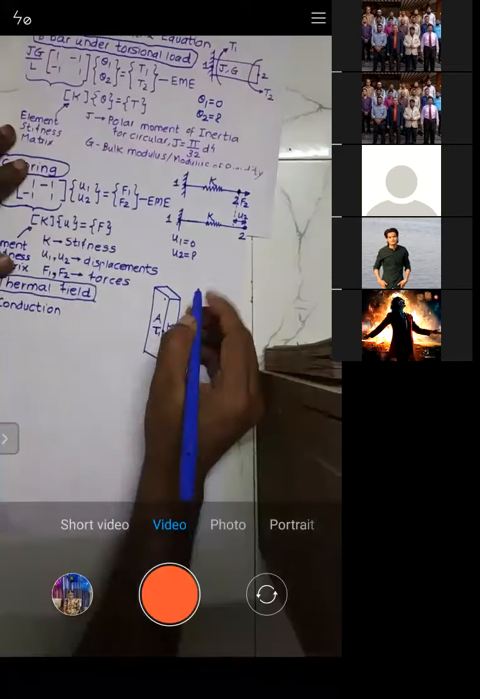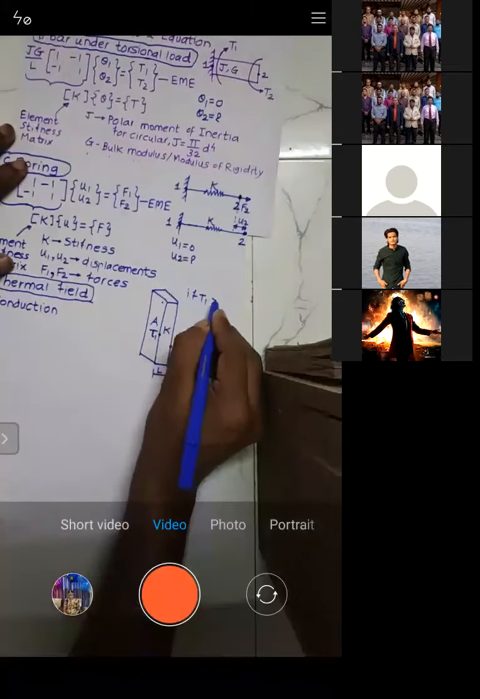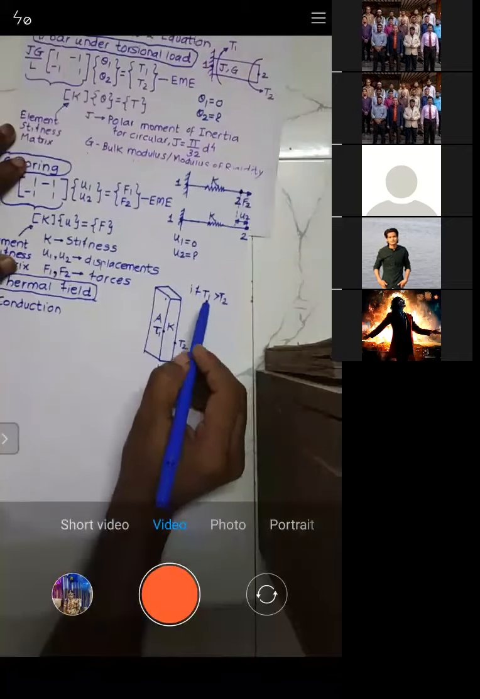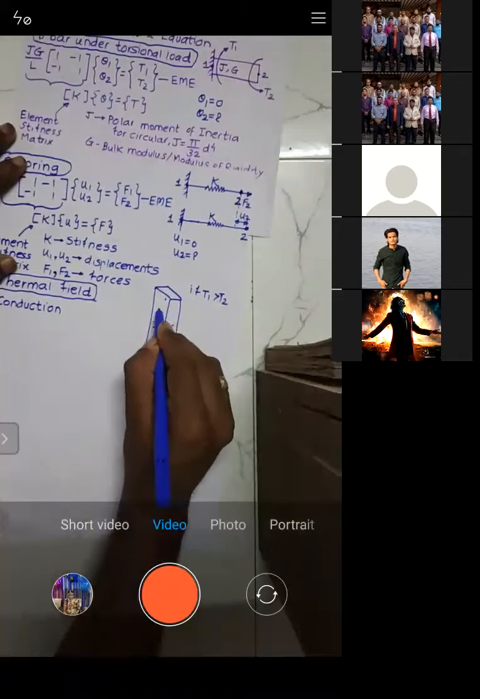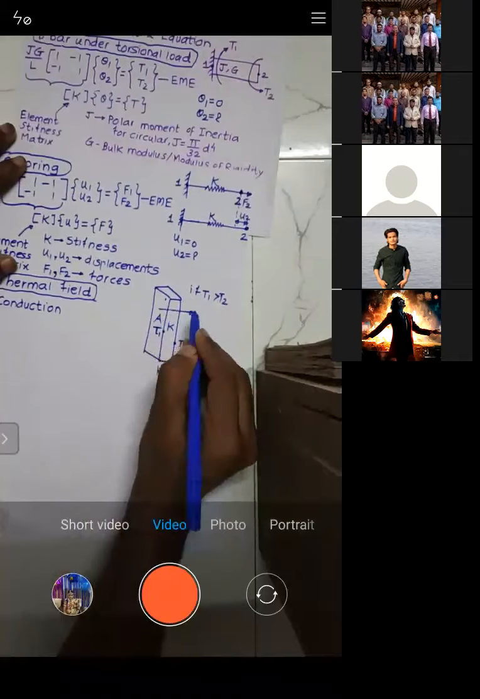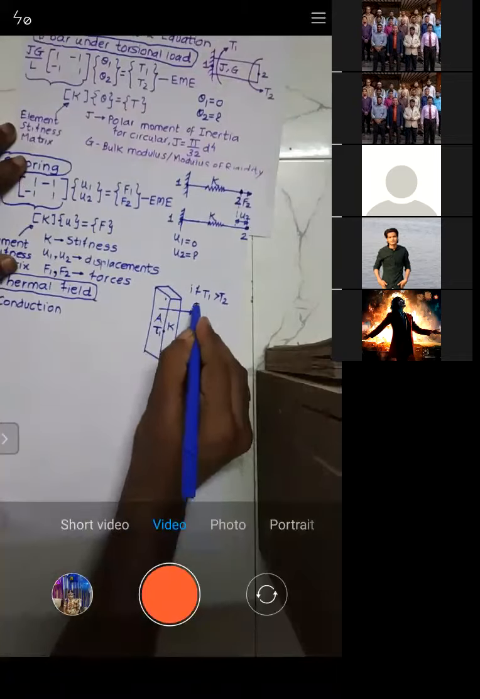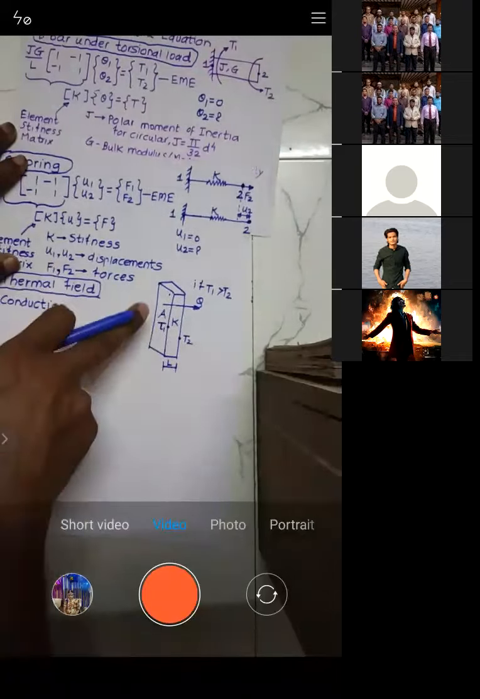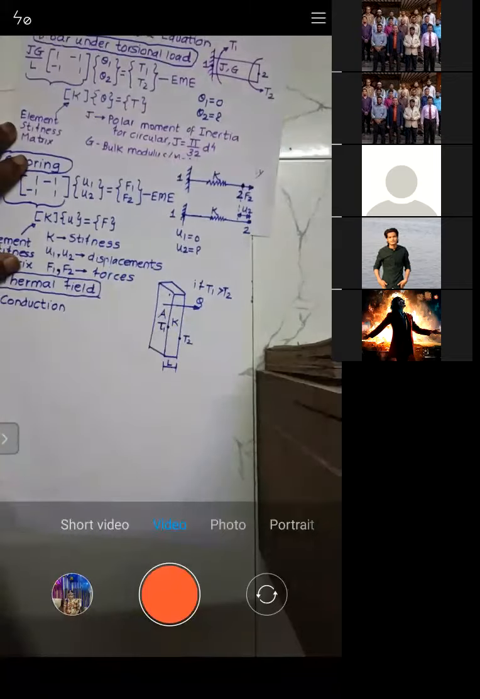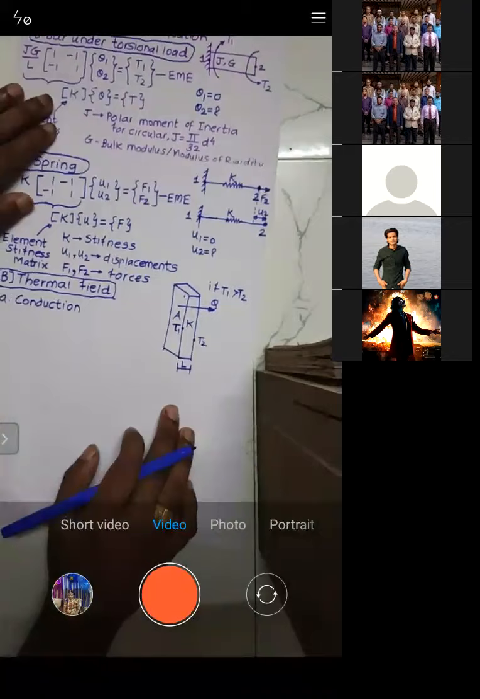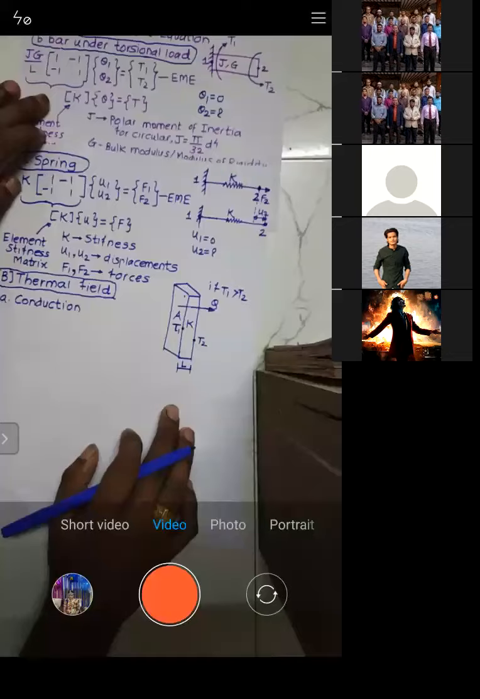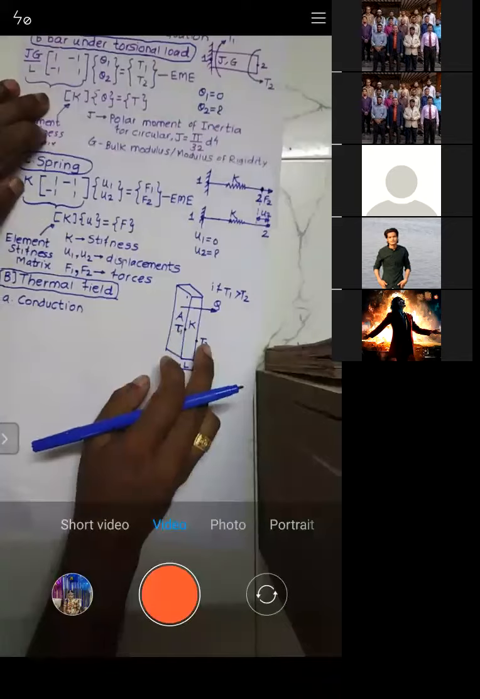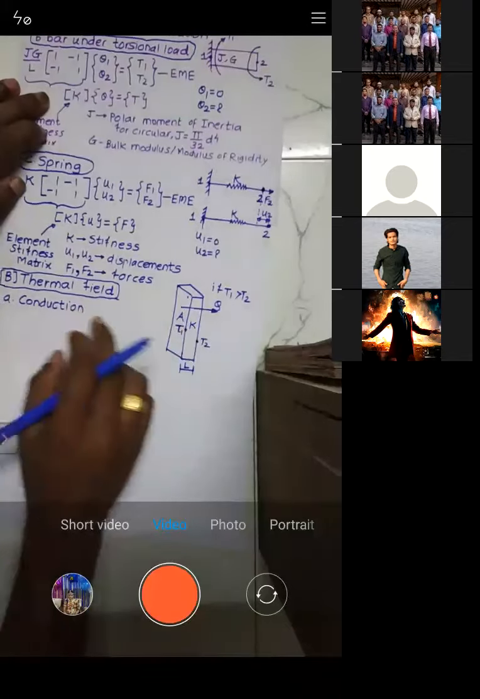So if I'm drawing this diagram, if T1 is greater than T2, try to understand, obviously the heat will flow from in to out. So heat will flow like this. This is how the heat will flow, from in to out, because the inner temperature is higher and the outer temperature is lower.